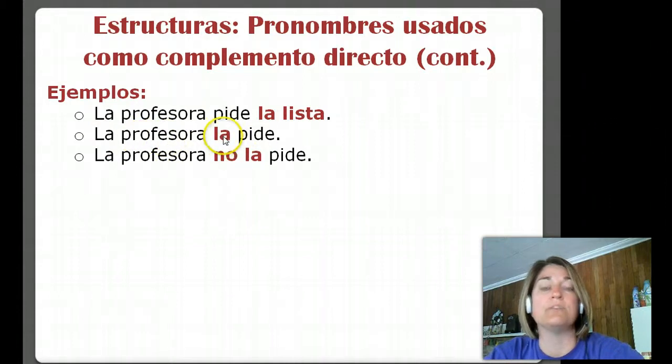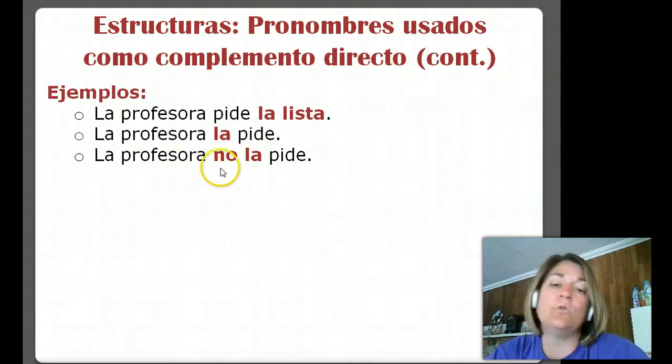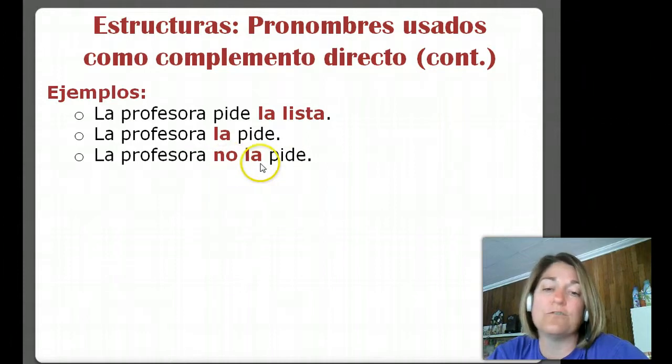Because remember, the direct object pronoun is going to precede the verb. To make it negative, you just put a no in front of the direct object pronoun. La profesora no la pide. The teacher does not ask for it.